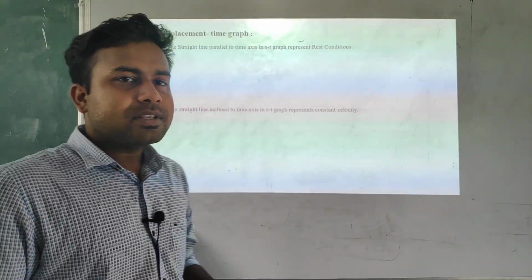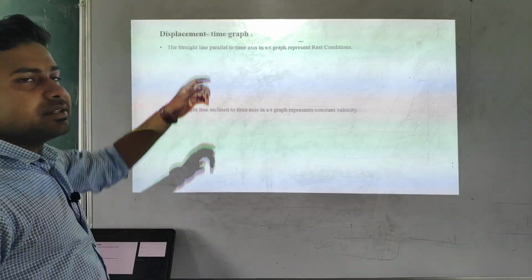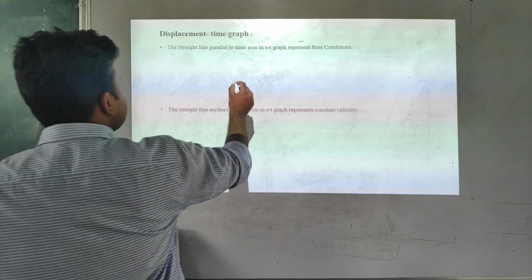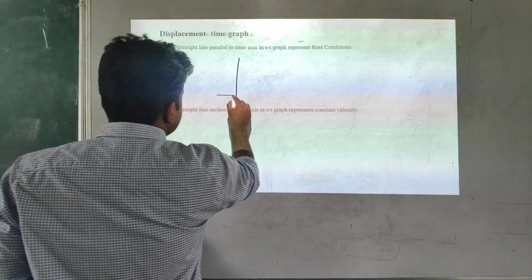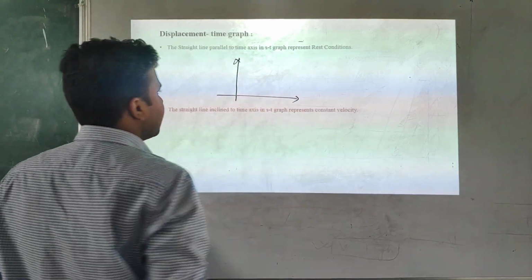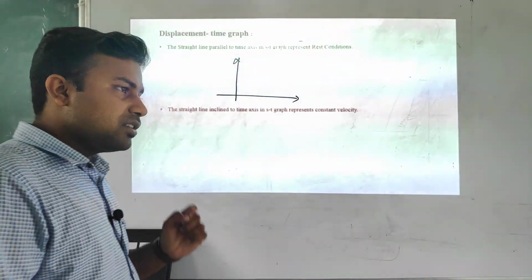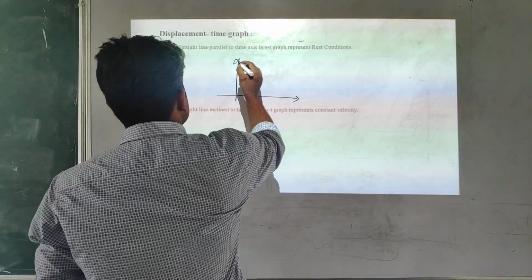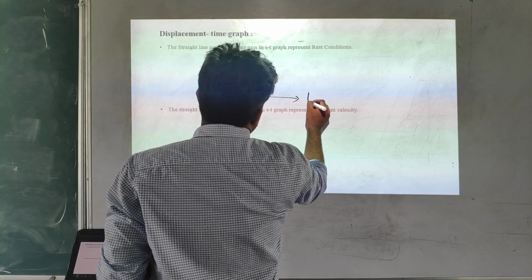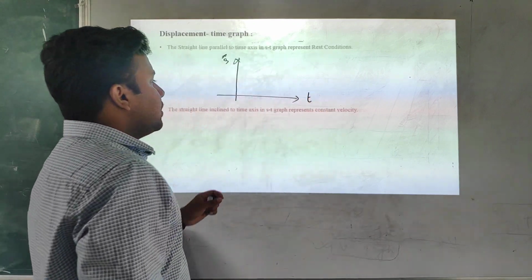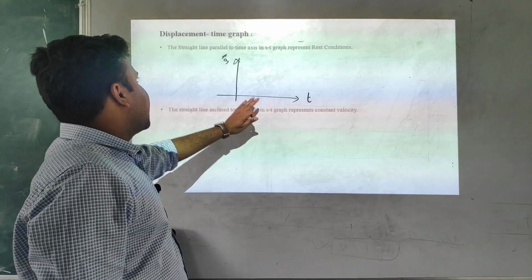Okay student, the first one is the displacement versus time graph. We will use this concept in the derivation of equations of motion. So this is the displacement versus time graph, student. Now, in this displacement versus time graph, what is shown?